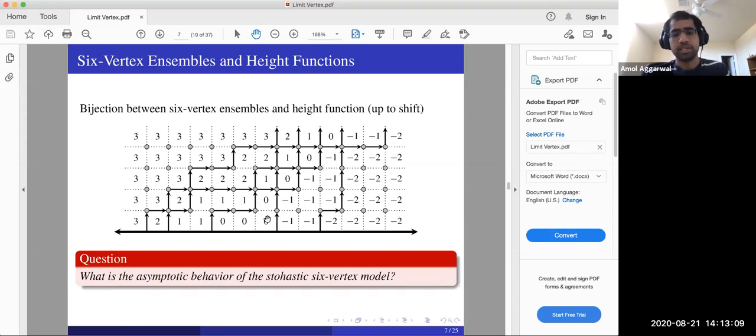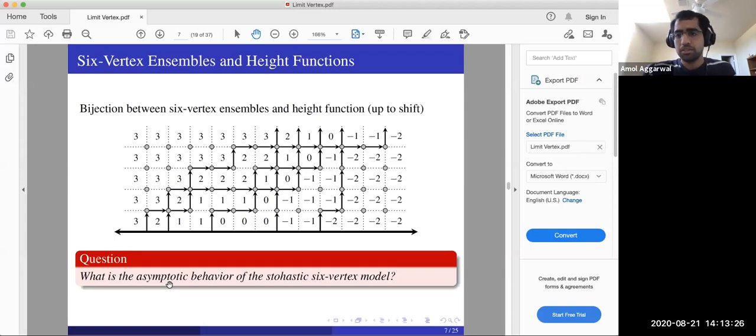So I've just given you an example. Here is the origin, say, and let's say I cross this arrow from the left, the height function drops by 1. I don't cross it, the height function stays the same, and so on. So you can generate the height function in this way. And once again, my basic question is, what is the asymptotic behavior of the stochastic 6-vertex model?